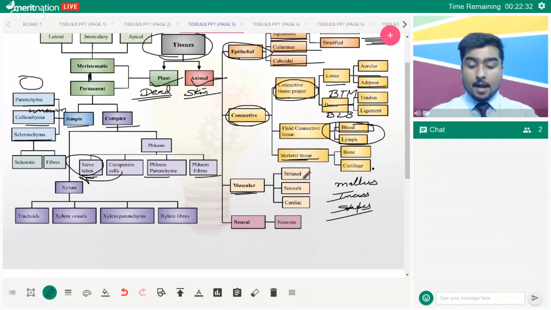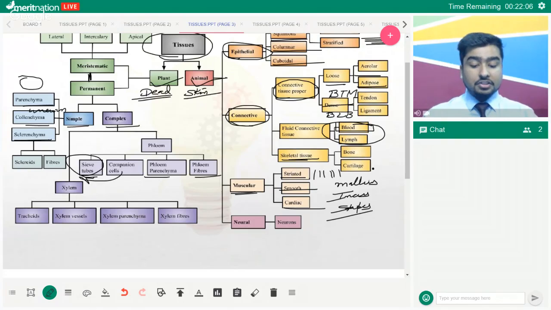Muscular tissue has three types: striated, smooth, and cardiac. Striated means they will have striations, the bands of dark and light. Because this is where we basically give you the exam strategy, that's why I'm not discussing it in detail here. If you're in one of our batches, we'll definitely talk more about it there.